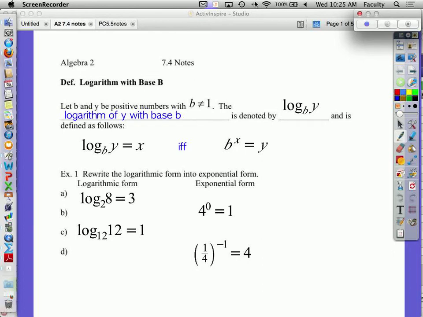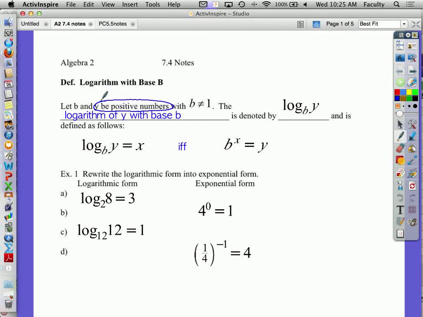All right. So 7.4. We are going to talk about logarithms. It says, let b and y be positive numbers. So I need you guys to put a circle around this. This is actually very, very important. If y is positive, that means y has to be greater than 0.